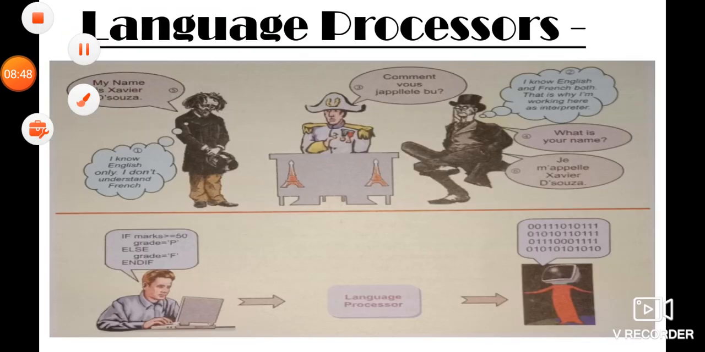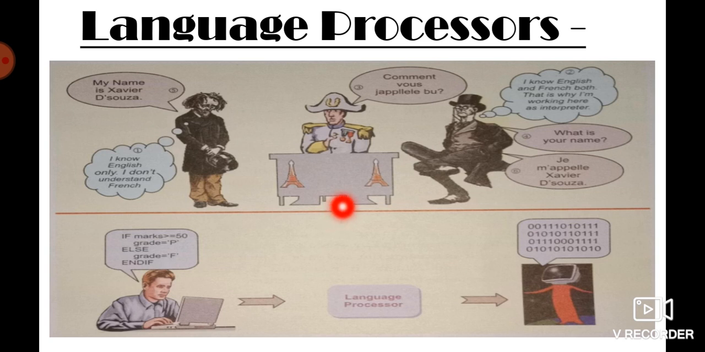Okay, now come to the next point, language processor. Language processor is a very important system software which is required. Okay, again look at this figure. Three persons are there. He knows the English language, this person knows the French language, and they both want to communicate. But how? Because he will speak in English and the other will not be able to understand. He will speak in French and this one will not be able to understand. Then how will they both communicate? How will they exchange information, or how will they talk?